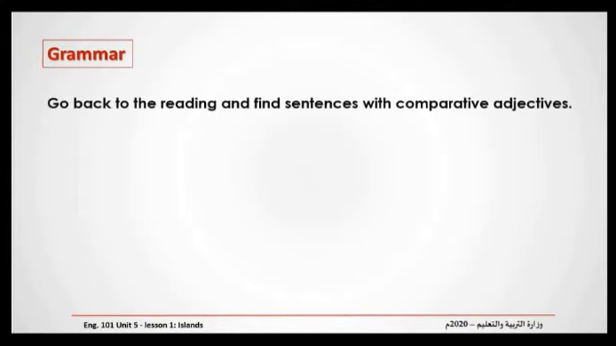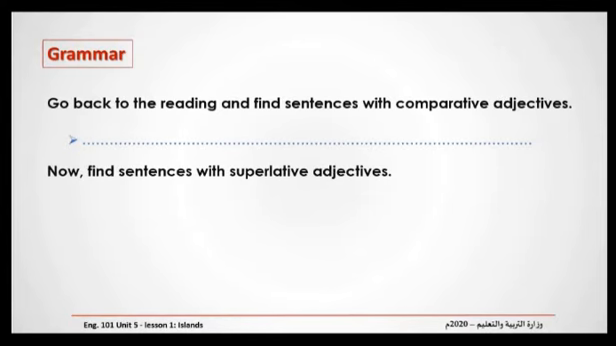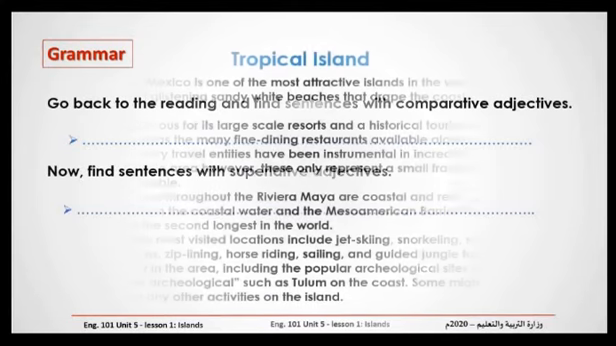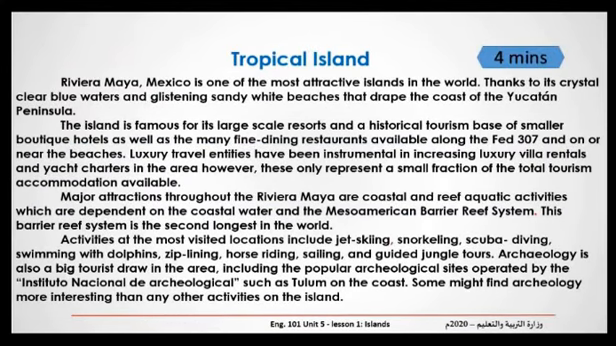Now, we'll go to our third objective about grammar. Go back to the reading text and find sentences with comparative adjectives and sentences with superlative adjectives. We'll look back at the text and you're going to find out some of these adjectives. You've got 4 minutes to do this.